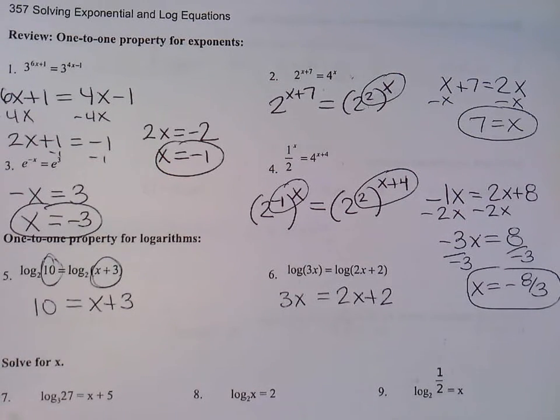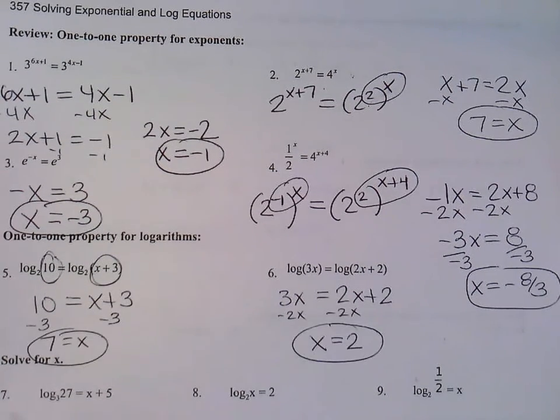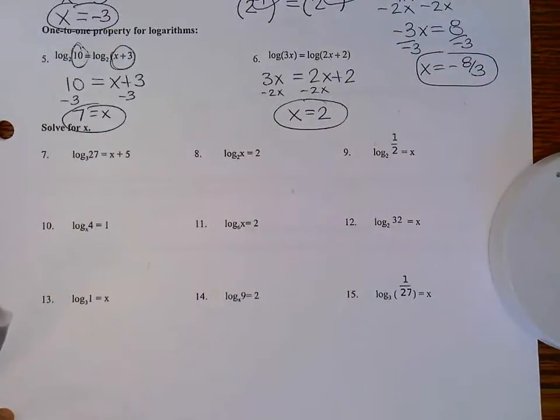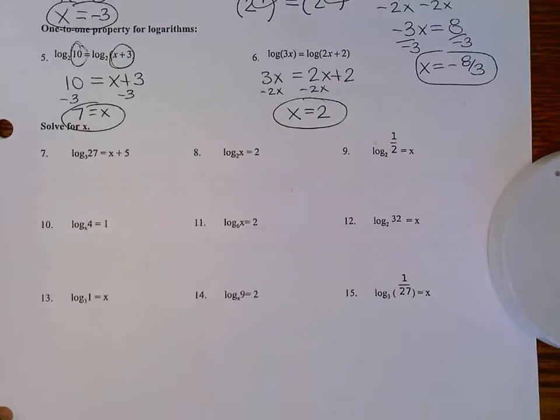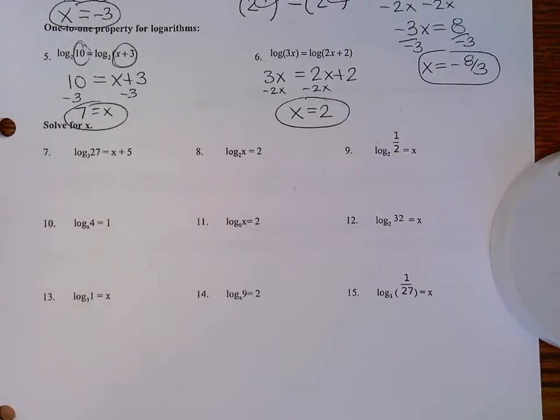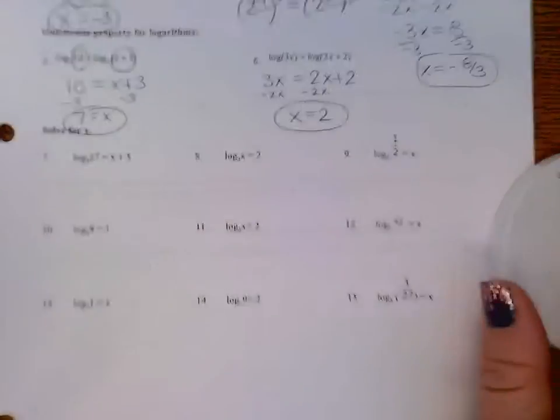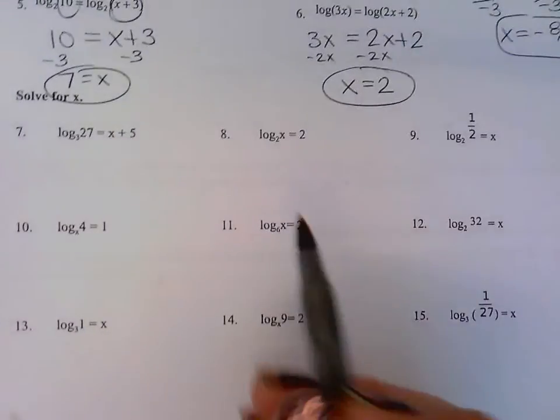So take a minute and solve 5 and 6. We got 7 and 2. So now we're going to need to do a little bit more to solve these equations. Down below, we don't need to do anything besides remember from yesterday the powers of logs. So we're changing these kind of into exponential form in our head.